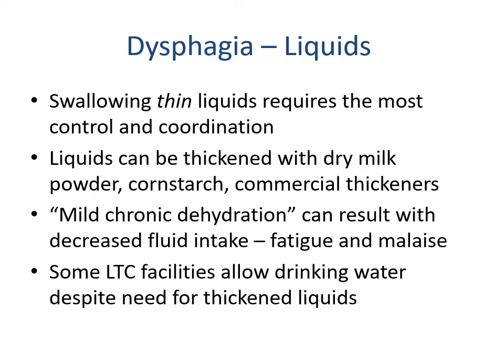So talking a little bit about the different liquid consistencies, we know that thin liquids require the most control and coordination. Now liquids can be thickened with dry milk powder, cornstarch, or commercial thickeners. In facilities, we typically use pre-thickened liquids. Again, this is usually due to a legal concern.